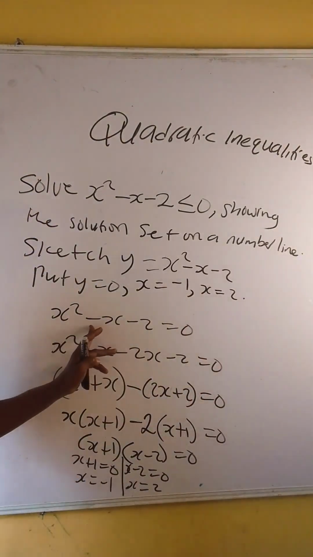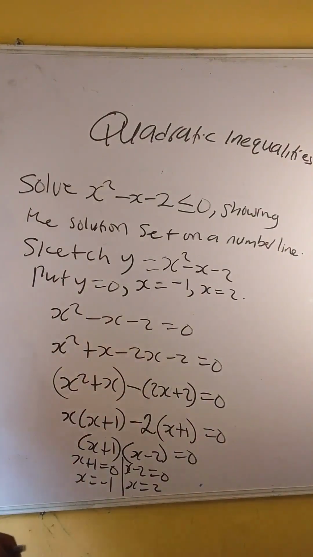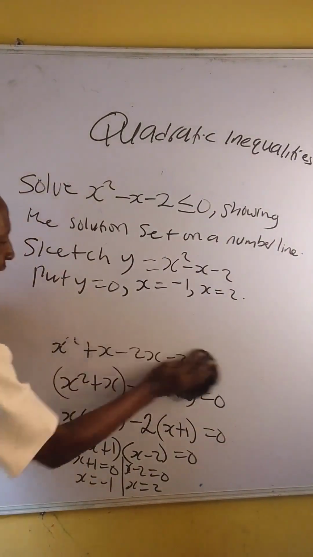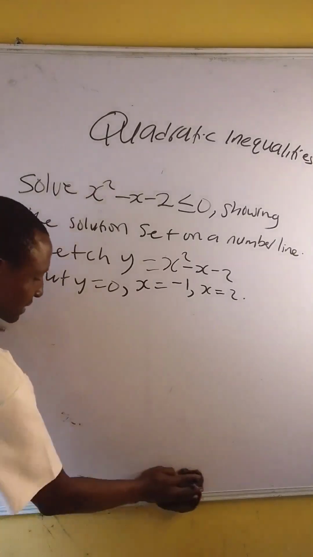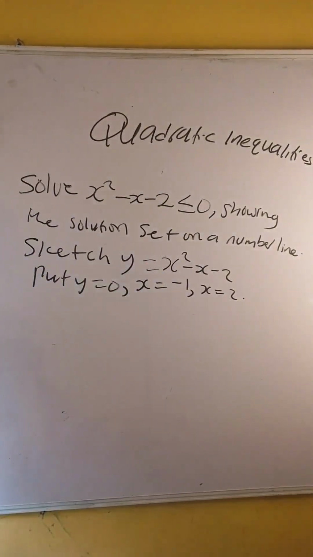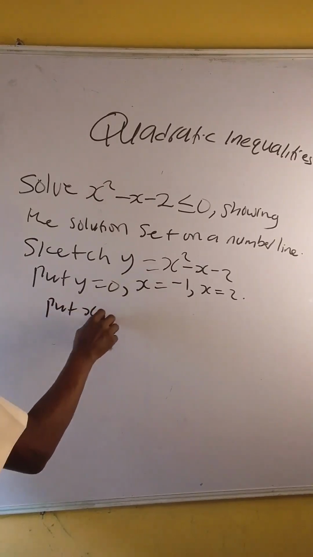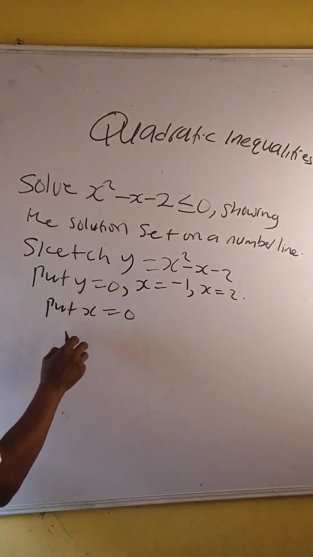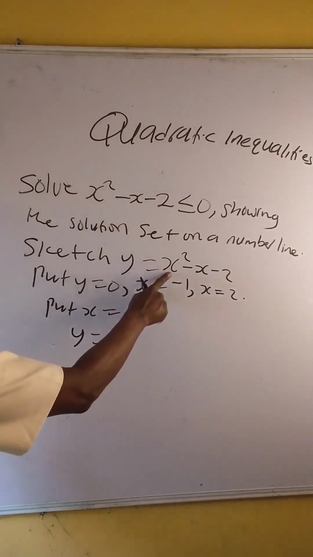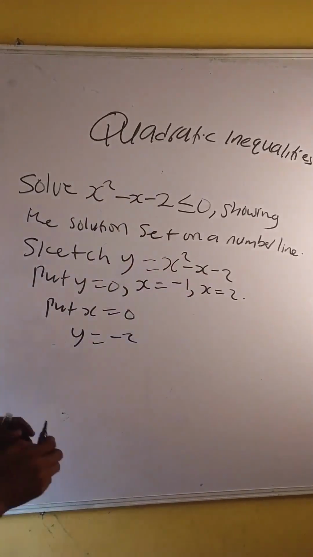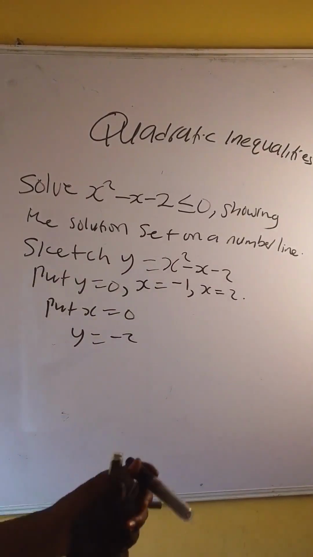Now you're going to put x equals 0 at the same time, because that will help us plot our graph. I said you should sketch, so to sketch, you must put x equals 0 and put y equals 0. So I'm going to put x equals 0 in this same expression. If you put x equals 0, this x squared will be 0 squared, x will be 0. So you have y equals minus 2. When x equals 0, y is minus 2.